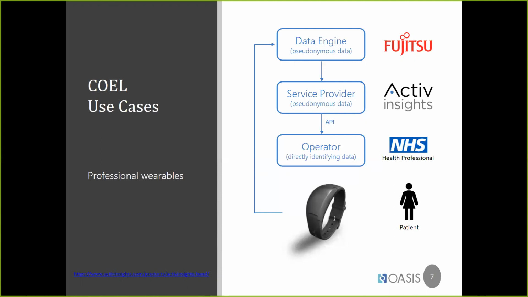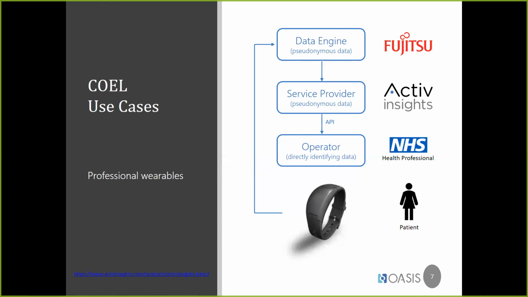So they have the unique privilege and responsibility of being able to link the pseudonymous identifier for the patient with their directly identifying information. And what happens here is that the data from this wearable goes directly to the data engine. And that allows us to send data from multiple sources. It allows us to scale globally very quickly. And it allows, in this example, Fujitsu to do what they are uniquely good at, providing global IT solutions. So this wearable is going to send data directly to their data engine, which is the storage service for all those atoms.